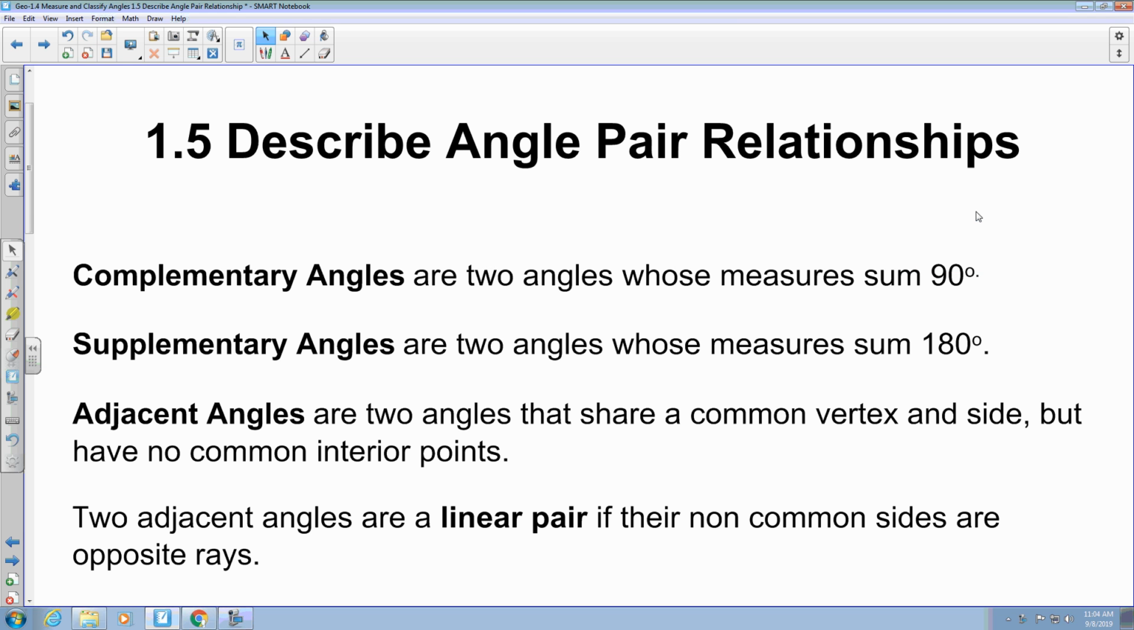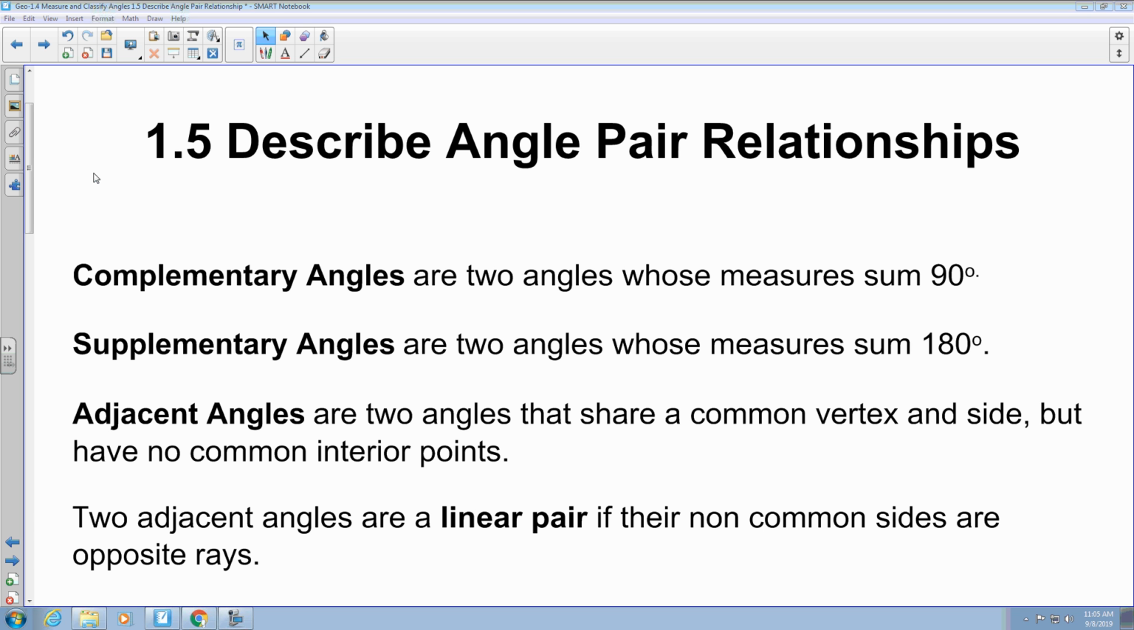Right, we're in section 1.5 where we are going to describe angle pair relationships. So there are different terms that we're going to look at when we're dealing with different angle relationships. So we have some more terms to look at.